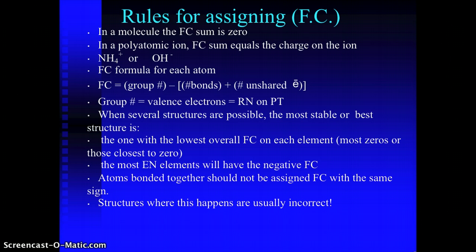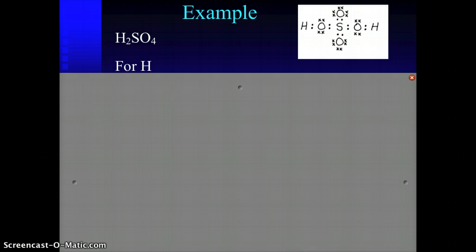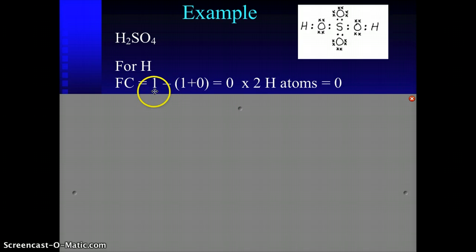So now we're going to try an example using H2SO4. So we're going to work our way through atom by atom. All right, we're going to start with the hydrogens. These two hydrogens are identical, so we really only need to calculate once. Again, our formula is the group number. Group number for hydrogen is 1. So it's 1 minus the number of bonds. Well, hydrogen only has one bond, plus the number of unshared electrons. Hydrogen doesn't have any. So our calculation will be 1 for the group number minus 1 bond plus 0. And that equals 0. 1 minus 1 is 0 times 2 hydrogen atoms, because I have one atom on the left and I have one atom on the right.